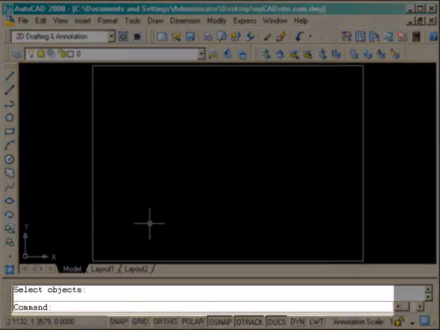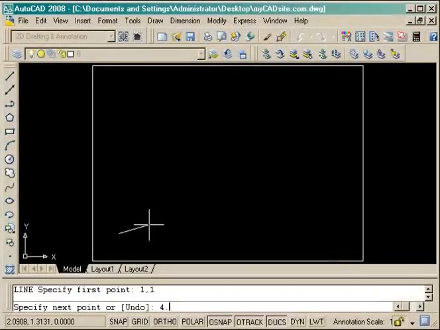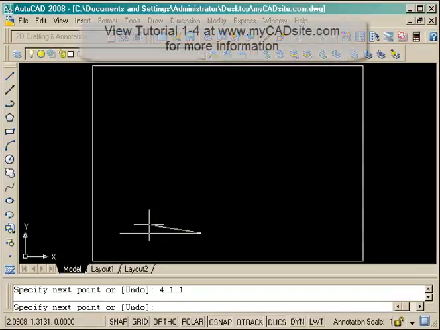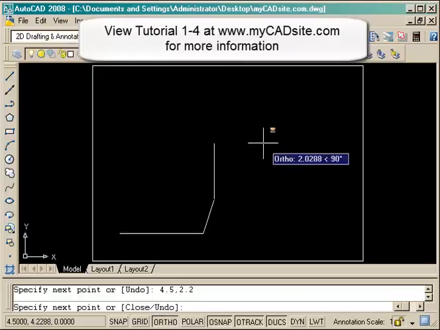So without further ado, we'll continue drawing the assignment, starting with an absolute point of 1, 1. That's 1 up in the x and 1 over in the y, and then going over to another absolute point of 4.1, 1, and up to the third absolute point of 4.5, 2.2.